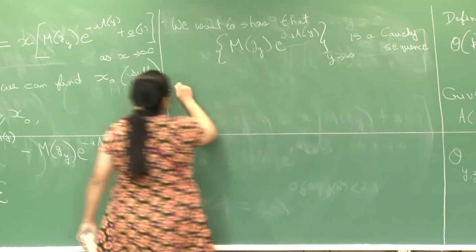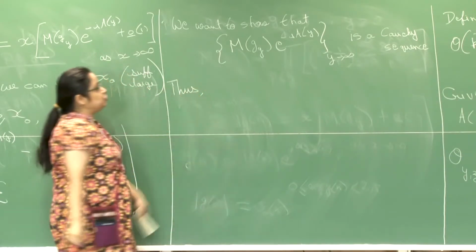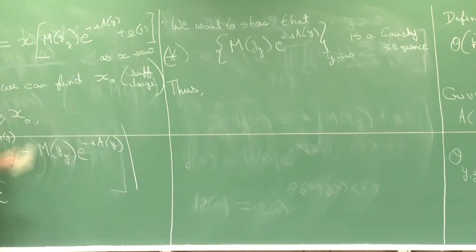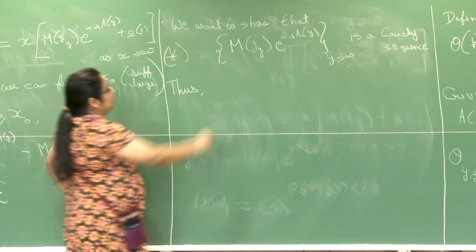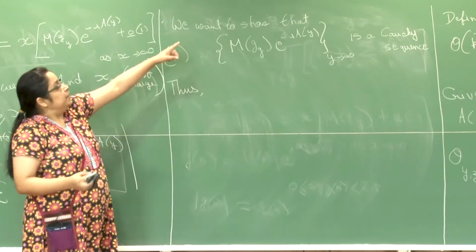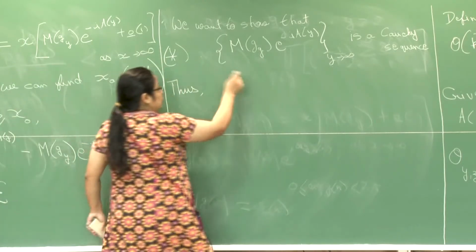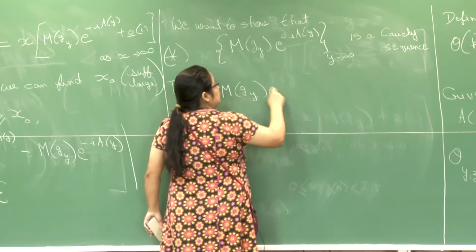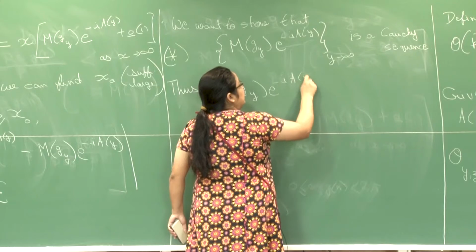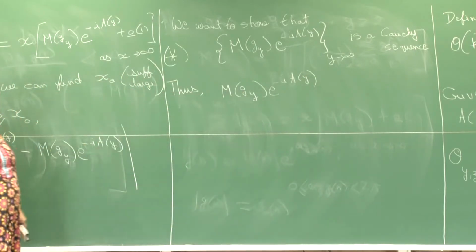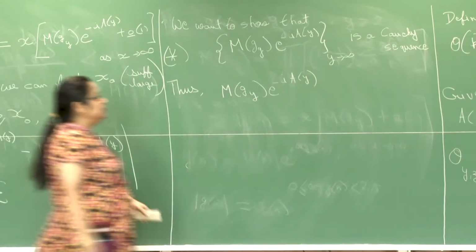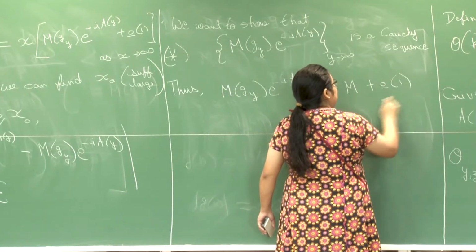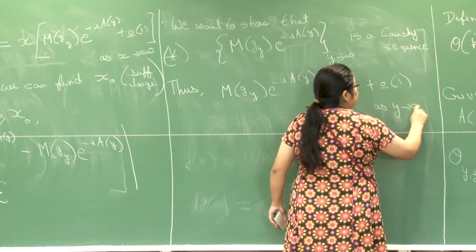Thus, if we can show this, let us call this star, we are yet to prove this, but we are very close to the proof, we will just finish this up today. But I want to tell you what it leads to. What this tells you is that your m of g sub y e raised to the minus a of y converges to some finite limit, let us call it m. So, this is m plus little o of 1 as y goes to infinity.